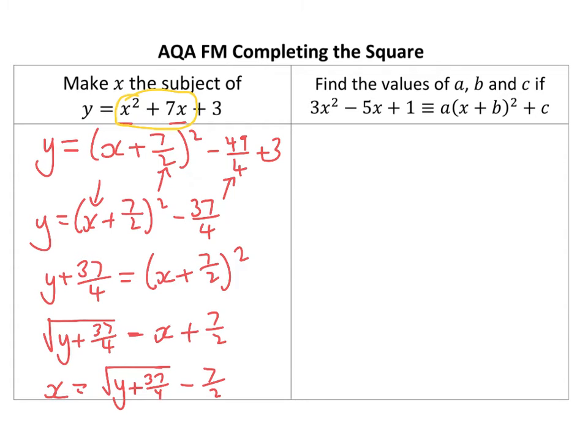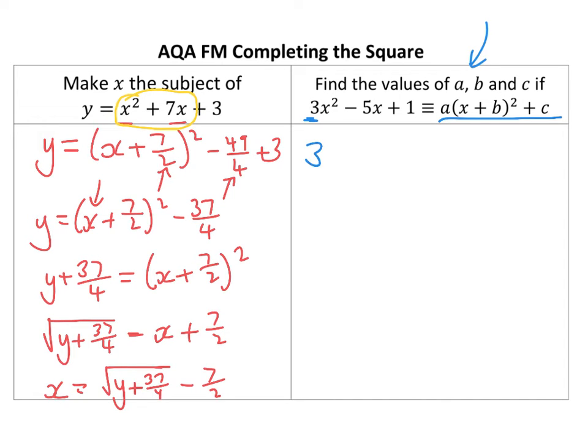Anyway, right, next one. Now this is a slightly harder one because we've got this 3 out the front. So what I'm going to do is factorise out that 3. And again, I've chosen a difficult one of these. So what essentially this means is complete the square and tell me what numbers are a, b, and c. All right, so here we go.